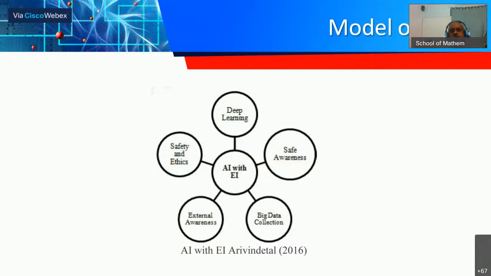With AI, we automatically have to get things from the external world. So external awareness the AI should have. That requires sensor input, and safety awareness. That is also a sensor of things, and the safety and ethics rules and regulations are also required. And since sensors are involved, you get a huge amount of data. You need big data. Big data collection has to be handled.